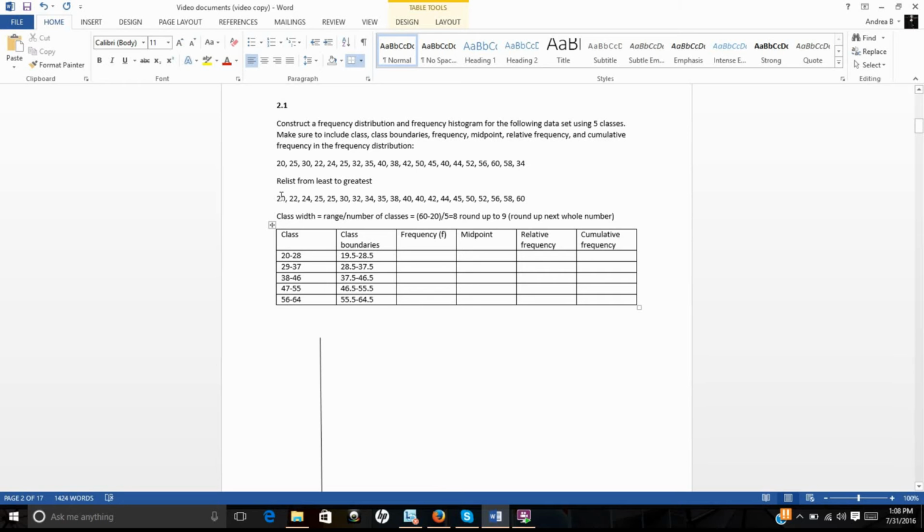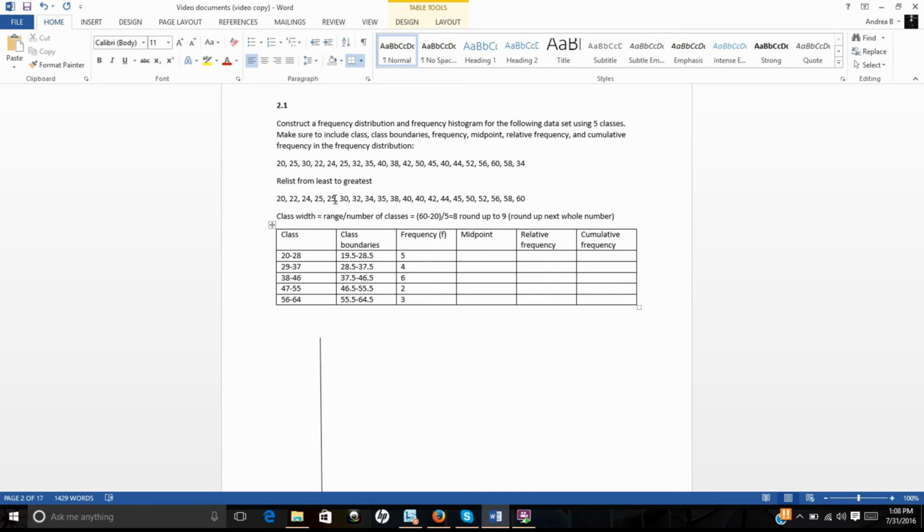So if we count for that first one, we have 20, 22, 24, 25, and another 25. So we have 5 values there. And then do the same sort of thing for each of those. The next one, you should have 4 in there, 6 in that next one, 2, and then 3. So once again, to get those values for the frequencies, you're just counting to see how many values from your list you have in each of those intervals.